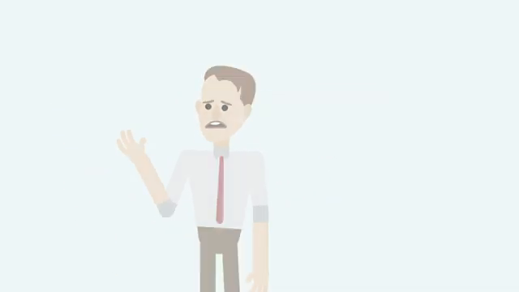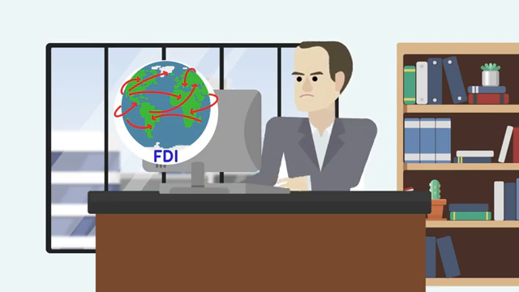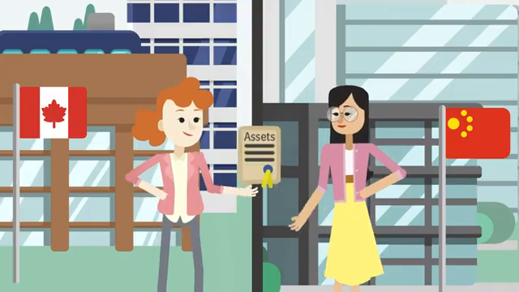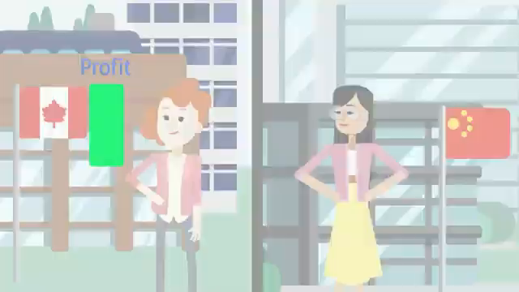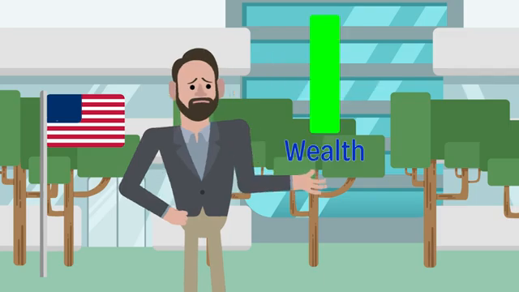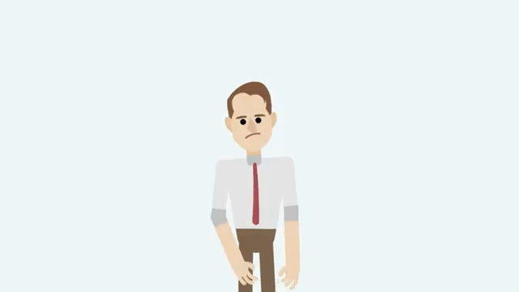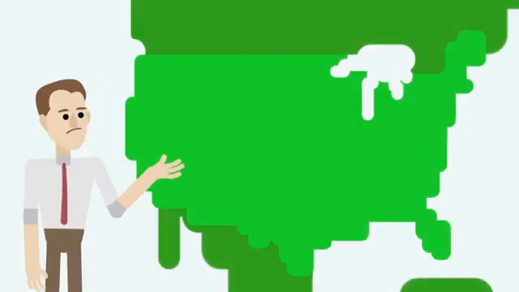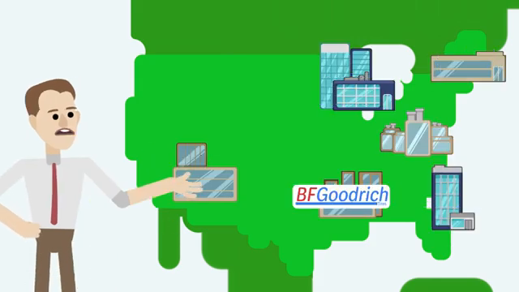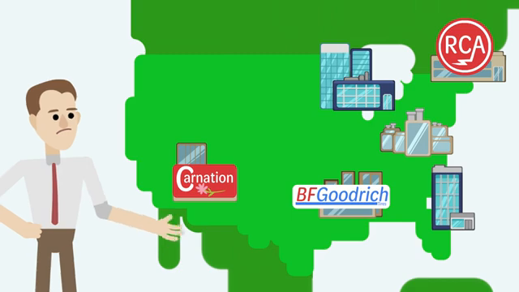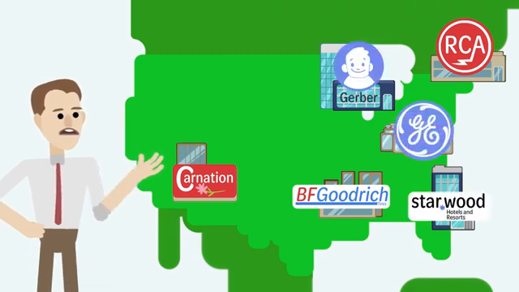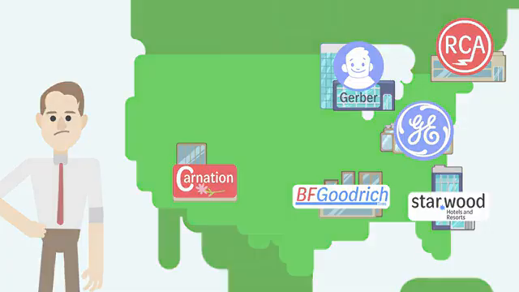On the other hand, some leaders see FDI as potentially problematic as foreigners buy up important assets in one country and take the profits back to their home country. Several industry experts fear that the U.S. is selling off our ability to produce wealth. What do they mean? Well, foreign corporations own many prominent U.S. companies such as B.F. Goodrich, RCA, Carnation, Gerber, Starwood Hotels, and General Electric's appliance business, to name just a few.